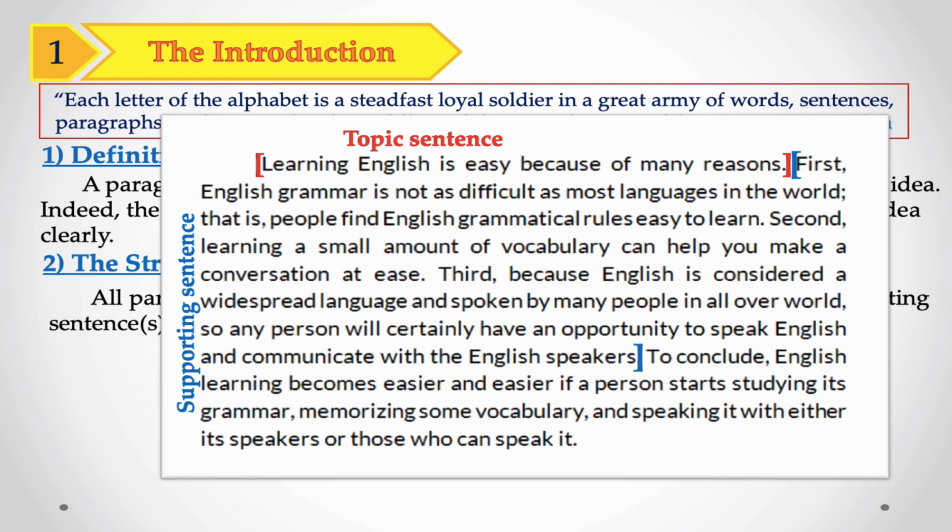The first one, you will understand English grammar. The second is learning a small amount of vocabulary. That's good. Last but certainly not least is to speak with English speakers. In the end, the concluding sentence is: to conclude, English learning becomes easier and easier if a person starts studying its grammar, memorizing some vocabulary, and speaking it with either its speakers or those who can speak it.